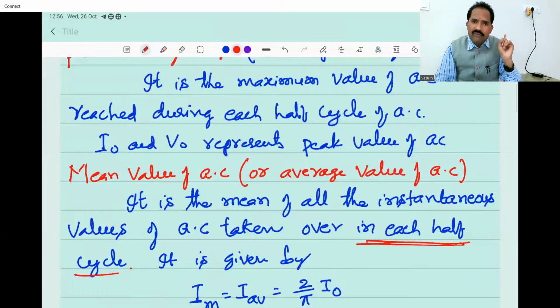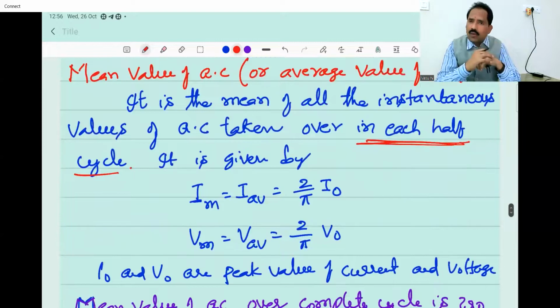So it is the mean of all instantaneous values of AC taken over each half cycle. How is it given? Look at that: I_m is equal to I average is equal to 2 by pi I naught. There is no derivation for you, just write it down directly. So I average is 2 by pi I naught, and V average is 2 by pi V naught. Now what is I naught? Peak value of current. What is V naught? Peak value of voltage. So here we can represent it as I_m or I average.